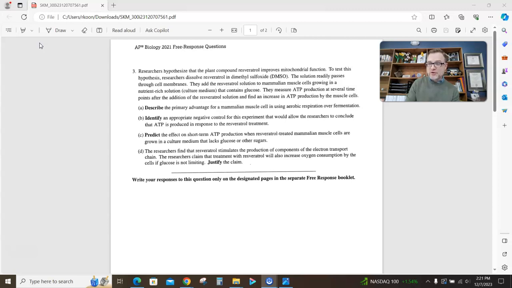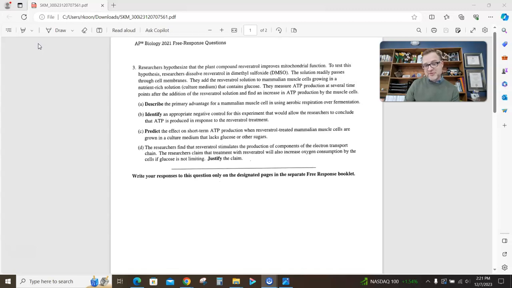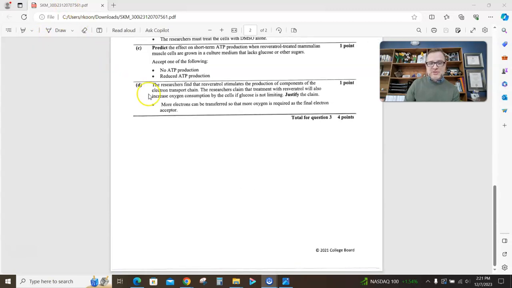So if I have more electron transport chain, you're going to have more electrons, so you're going to have more oxygen pulling the electrons out of the membrane. So justifying that claim, more electrons can be transferred, so more oxygen is required to be the final electron acceptor.